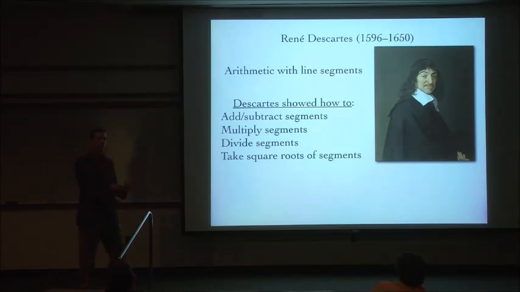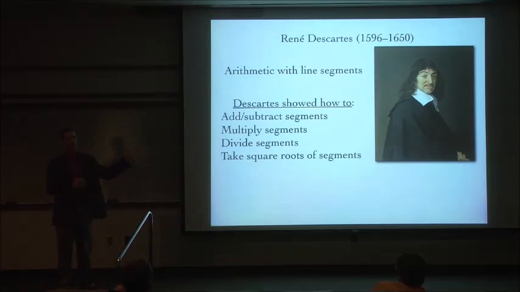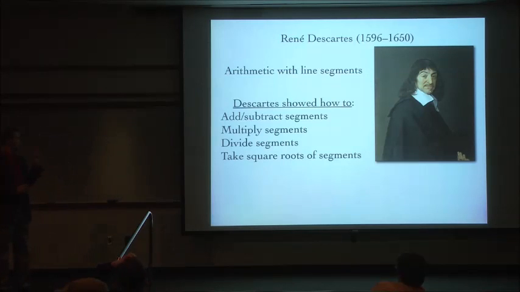And I'm teaching a history of math class this semester, and I had my students read the first two or three pages of Descartes' Geometry, and he lays out this plan just in those first few pages, and it's really interesting to read. And so Descartes showed how you could add and subtract line segments. That's nothing special. He showed how to multiply line segments, how to divide line segments, and how to take the square root of line segments.